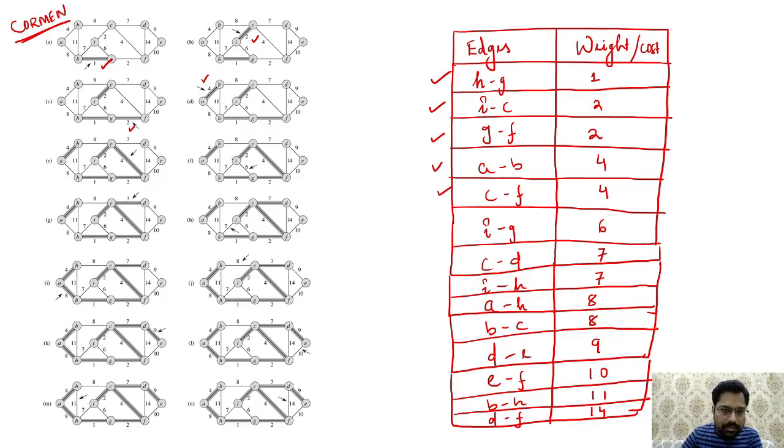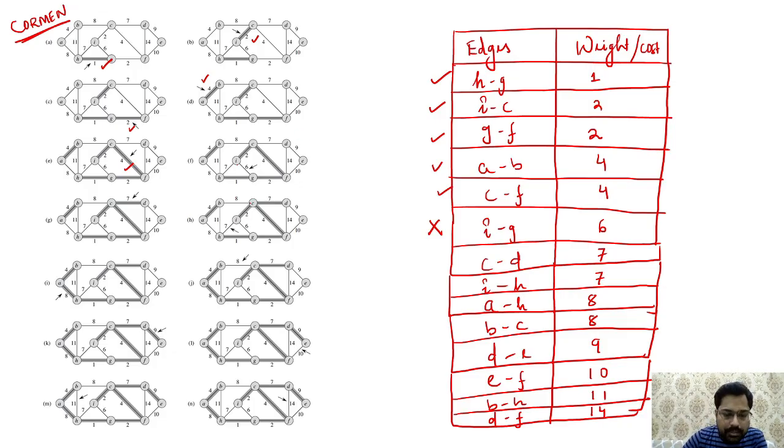Next, C2F. It's not creating any cycle, so we can keep that one. Next, I to G, whether it is creating any cycle or not. If I keep this one, it will form a cycle. That is why we have to discard that one. First, we have to select it to check whether it is creating a cycle or not. If it is not creating any cycle, we will select it, we will union that one. We are going to keep that one. Otherwise, we have to discard that one.